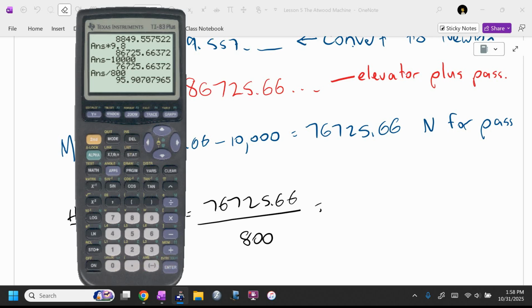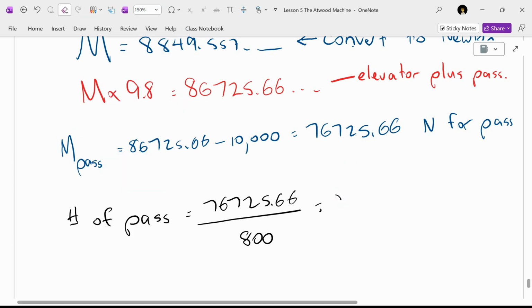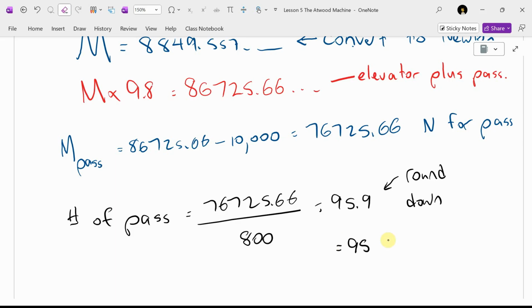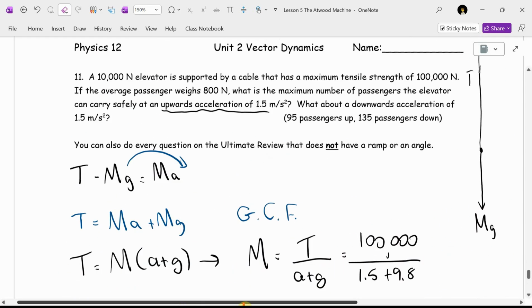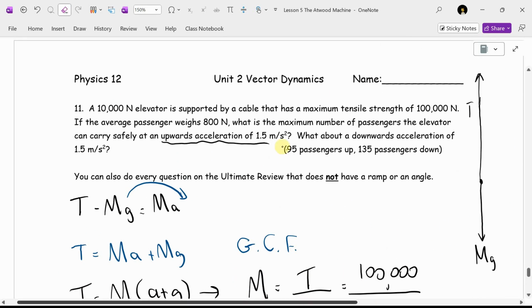And I get 95.9. Now, you might be tempted to say 96, but 96 will cause the cable to snap. We have to round down. So that's where we get 95 passengers. There's this answer.